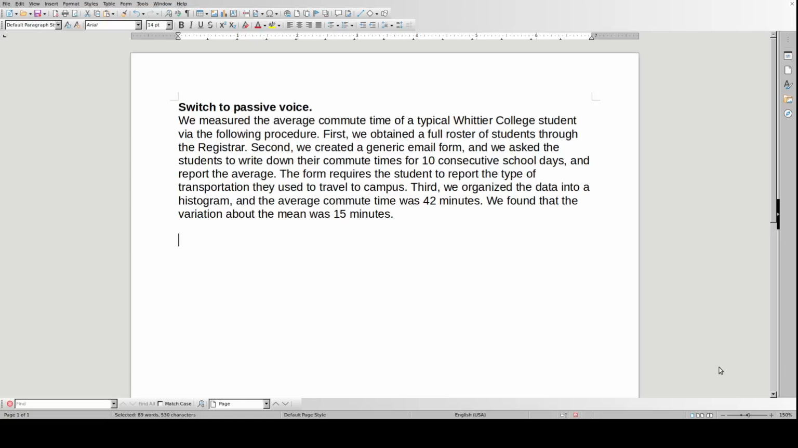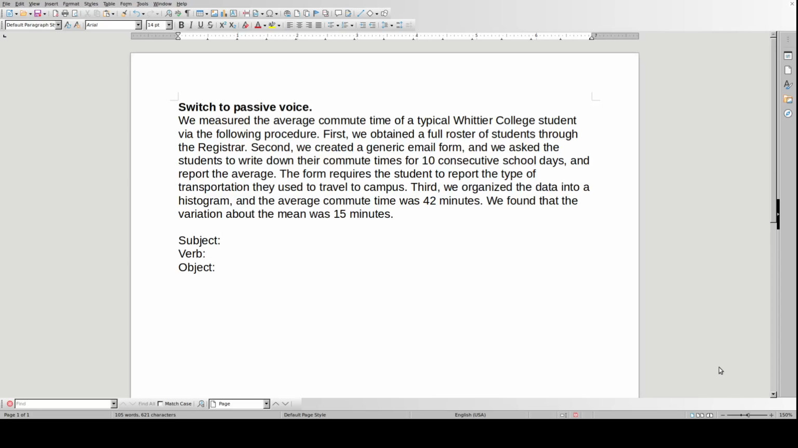This is the example paragraph from week 4 lecture notes describing a statistical experiment on Whittier College student commute times. The goal is to switch to passive voice, and we're going to have several concepts: the subject of the sentence, the verb of the sentence, and then the object of the sentence. And sentences can be complex or very simple. So obviously, for longer sentences, there could be multiple subjects, verbs, and objects. So let's pay attention to breaking down sentences into their components and rearranging them to the passive voice.